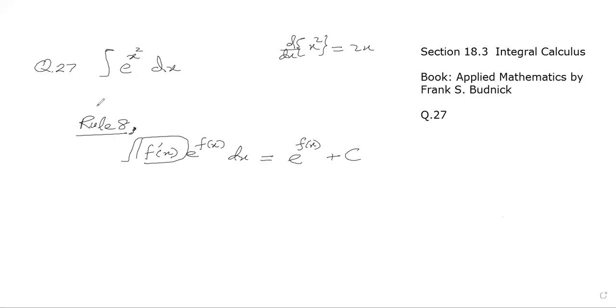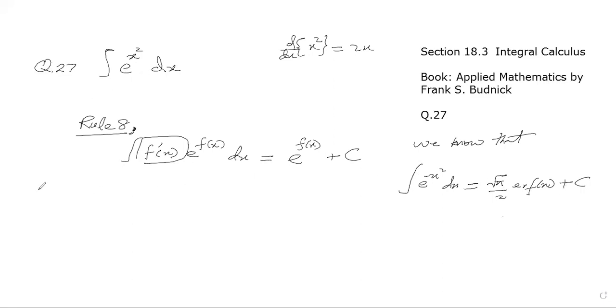Can we modify this function, or do we know something? Now I write here: we know that the integration of e raised to the power minus x squared dx is equal to root pi over 2 times the error function plus c. So if you know this, then we can solve this problem.